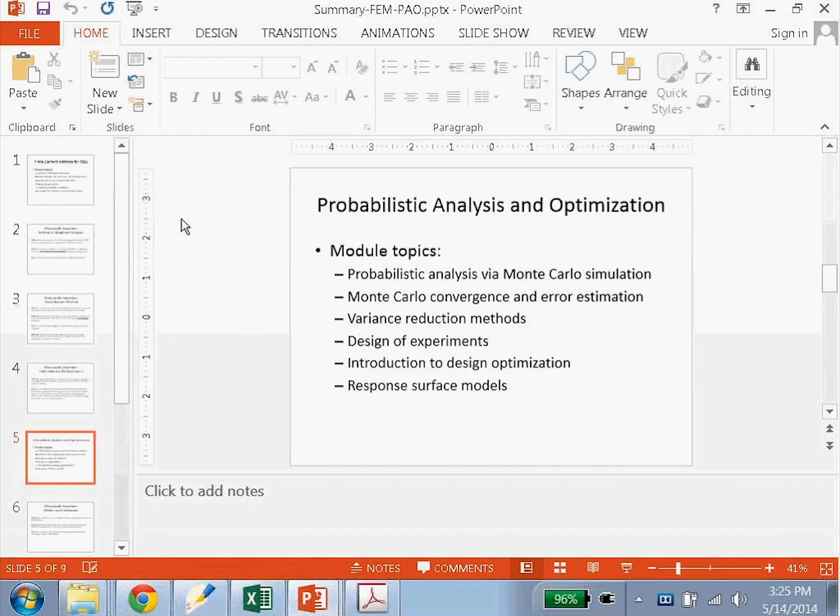Over there are the 6 main topics that we've covered in probabilistic analysis and optimization. The basics of Monte Carlo, the Monte Carlo estimators. We talked about variance reduction methods. We talked about design of experiments methods for sampling. We did a very basic intro to design optimization, and then we talked about response surface models in the last lecture. So let's just go through.